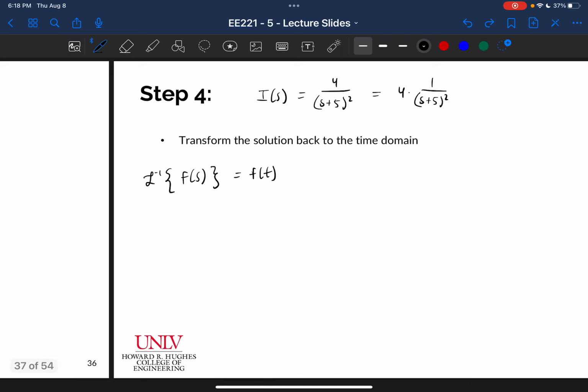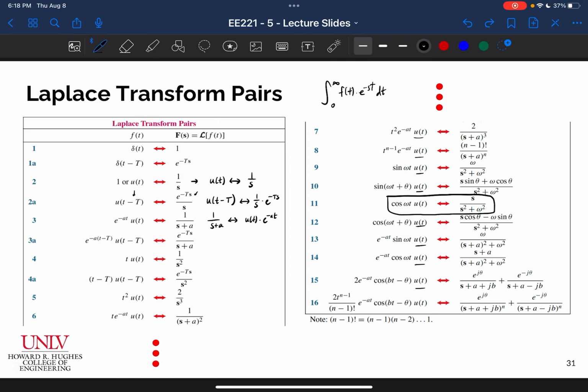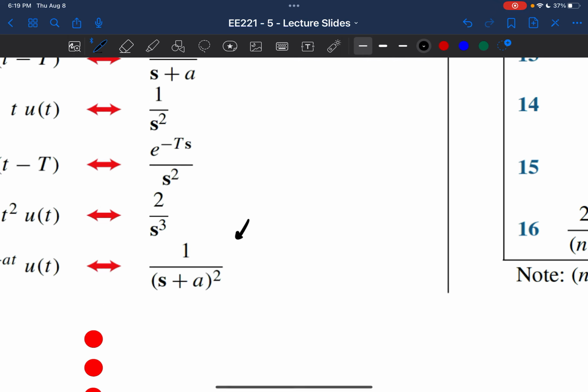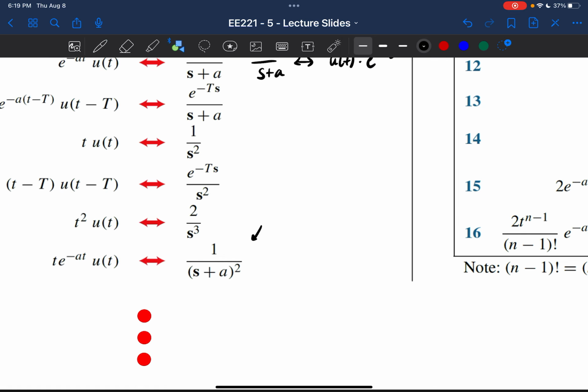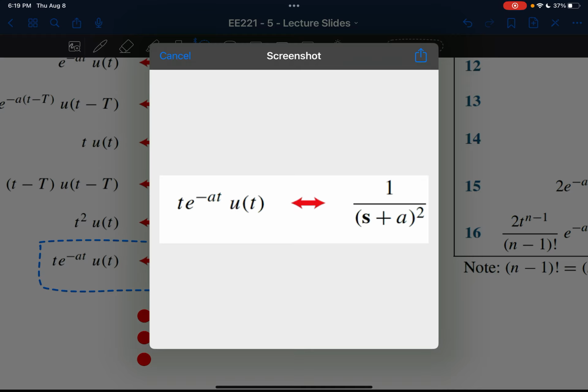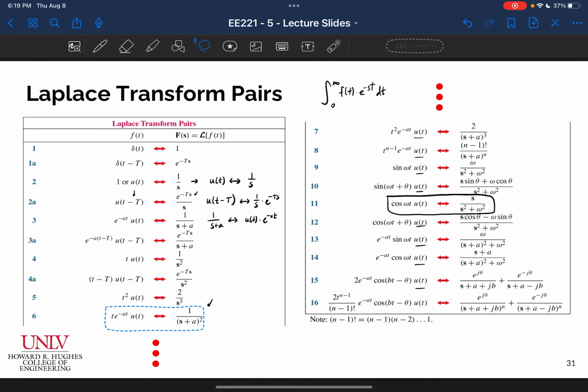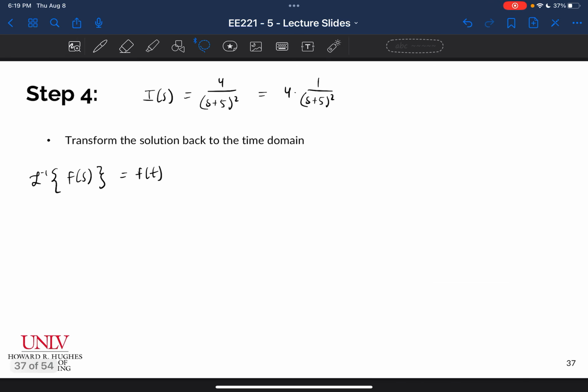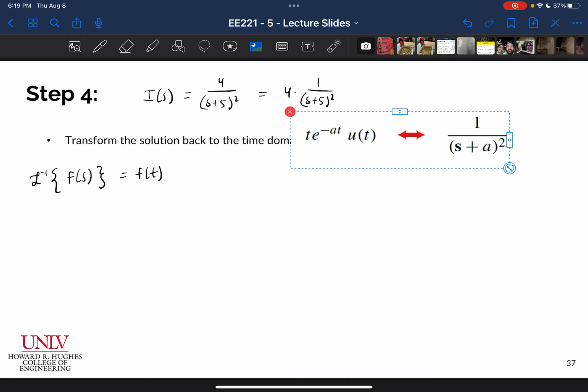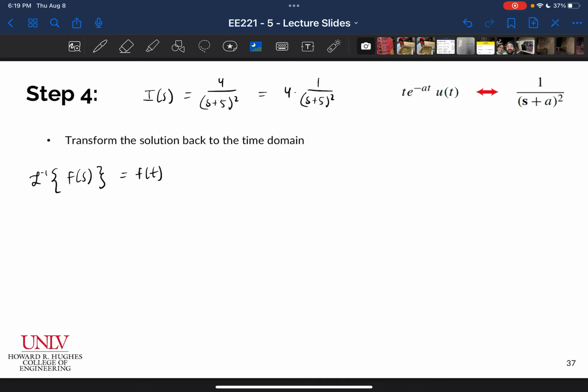So I'll go back to the table. The table is here. And if you look at this entry right here, it's 1 over s plus a constant squared. And so I'll go ahead and grab this, take it with us. Take a little screenshot there. That is our transform pair that we're interested in for this particular case. So let's get back to step 4, and let's take note of the fact that we can use this transform pair to solve the problem, okay?